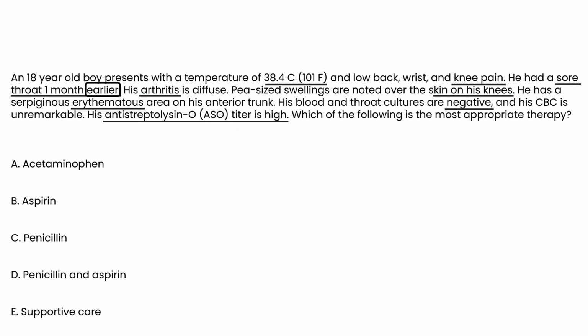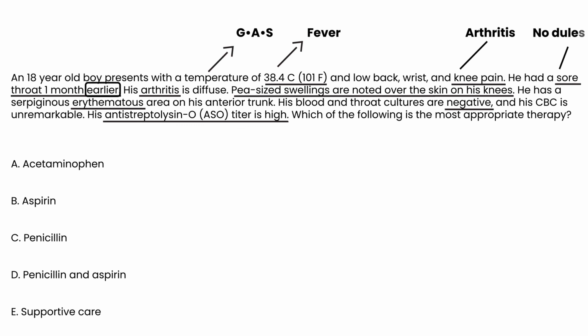Well, this is a good question. It kind of touches on a lot of things. Well, he's got a fever. This low back, wrist, and knee pain is talking about arthritis. This sore throat 1 month earlier is talking about the Group A Strep infection that he had 4 weeks ago. A pea-sized swelling is noted over the skin on his knees. I think that probably is referring to those nodules that we talked about, subcutaneous nodules.